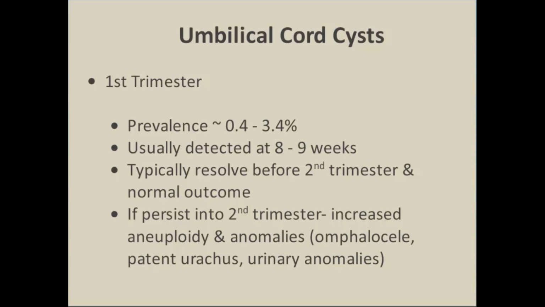urachus, urinary anomalies. So when we see them at 8 to 9 weeks gestation, we're obligated to tell the patient that these often go away, it's nothing to worry about, but we'll watch it, and if it does persist, we'll look closely for the associated anomalies and assess for aneuploidy.